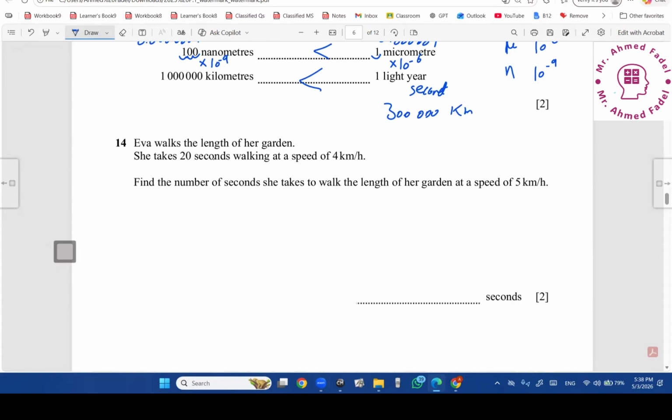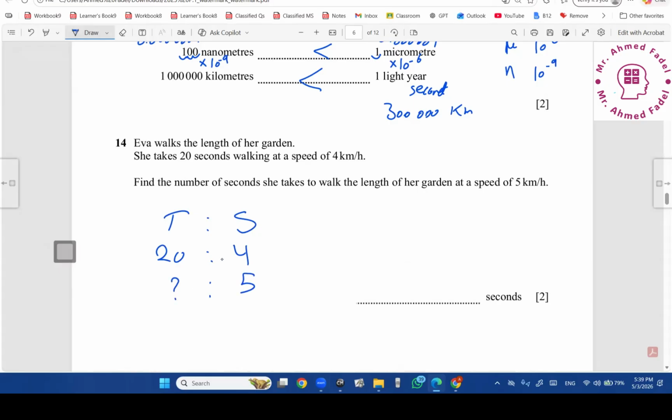Eva walks the length of her garden. She takes 20 seconds walking at a speed of 4 kilometers. So here is the time, and here is the speed. They said 20 seconds, 4 kilometers. And they're asking, if the speed is 5 kilometers, find the number of seconds.